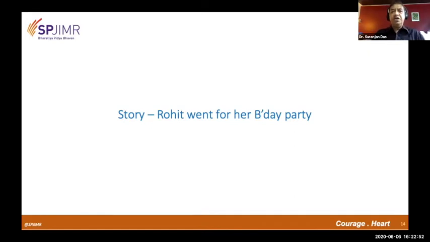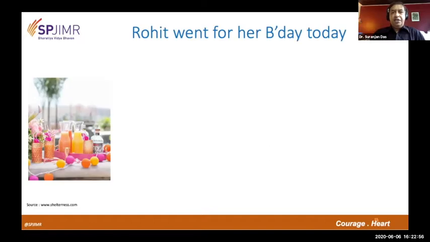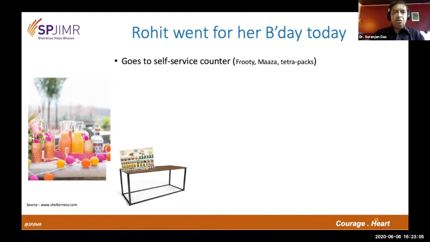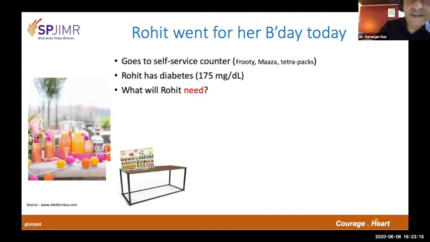Rohit went for her birthday party. Okay, so this is Rohit. I hope you're doing all right. So Rohit went for his friend's birthday, it's her birthday today. And I want to say hi. And by the way, Rohit goes to the self-service counter. There are those yellow fruity and maza packets there. So he goes over there, right? But what happened? Rohit has diabetes. 175 is more or less on the higher side.